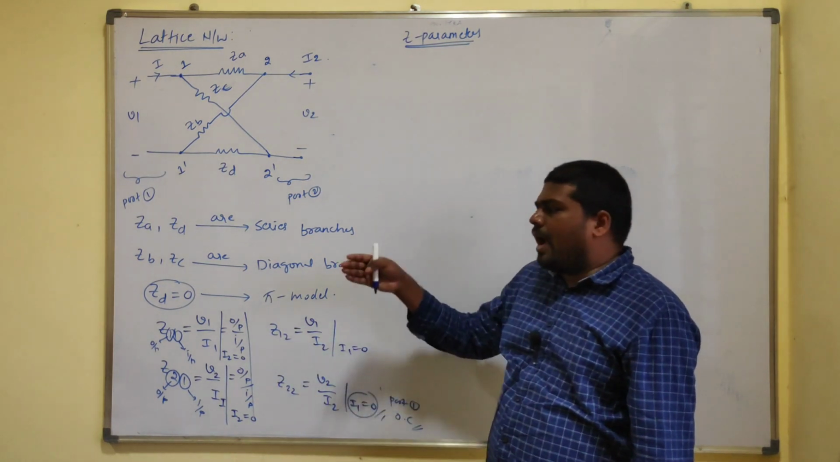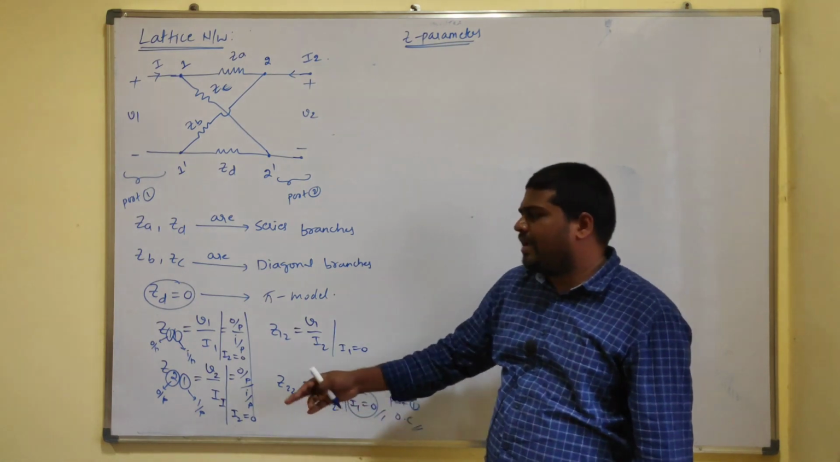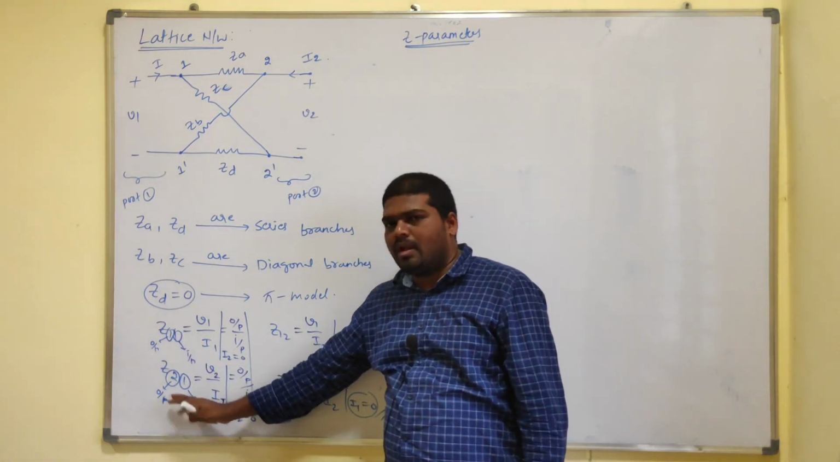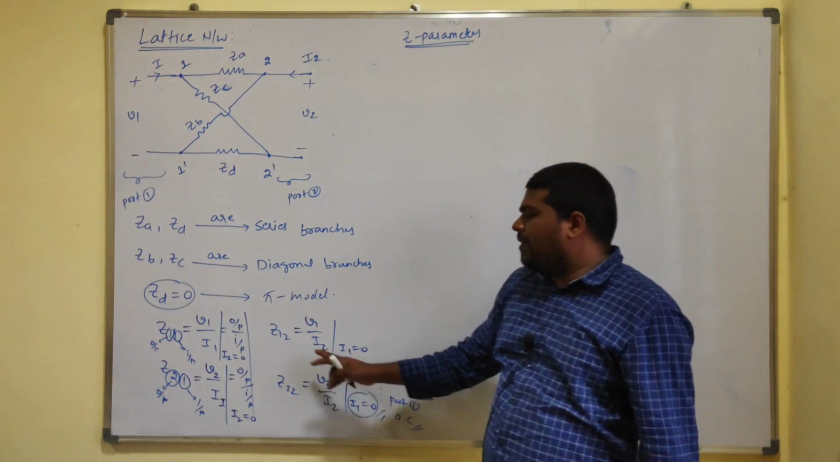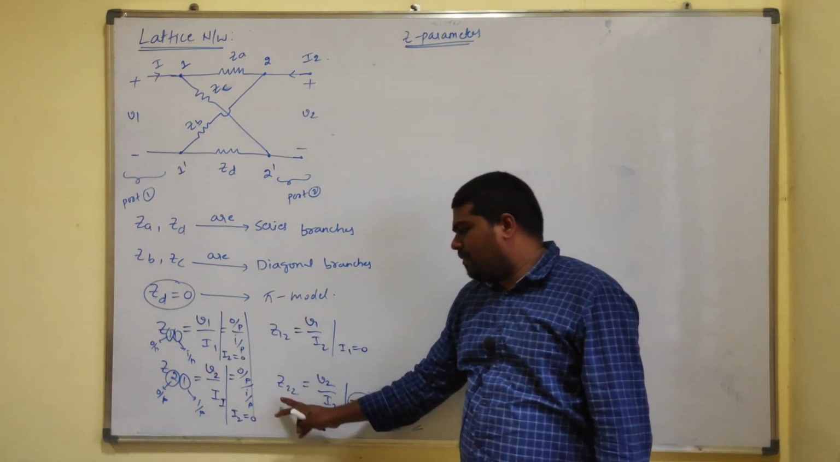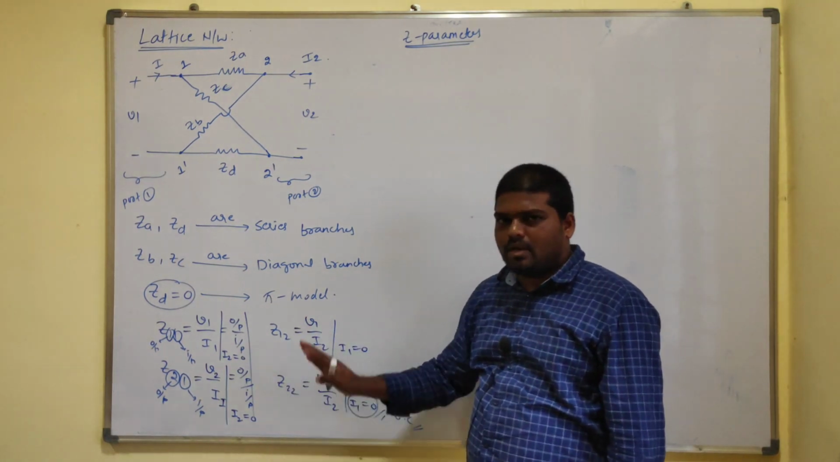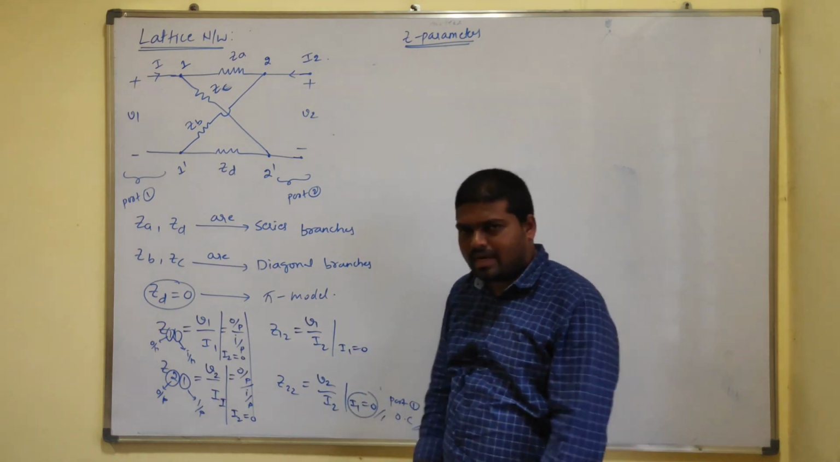That means I2 equals 0, then we can find out Z11, Z21, that is set 1. And when I1 equals 0, we can find out Z12, Z22, okay, this is set 2. Just assume set 1 and set 2, right?